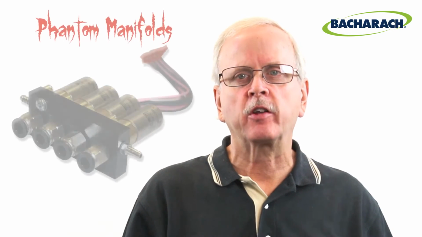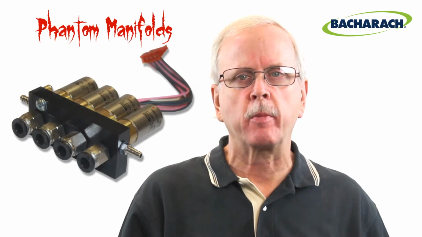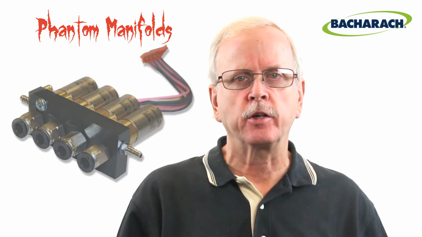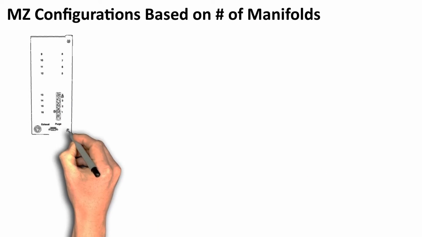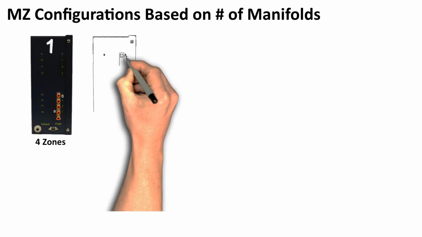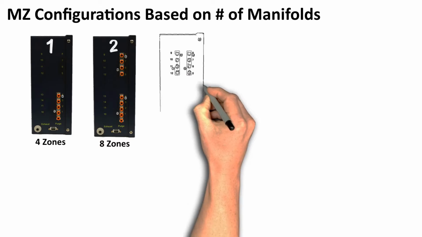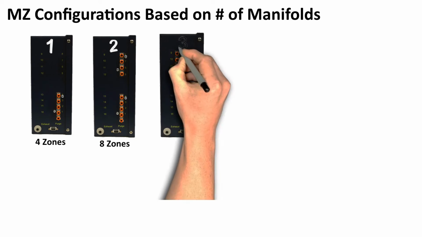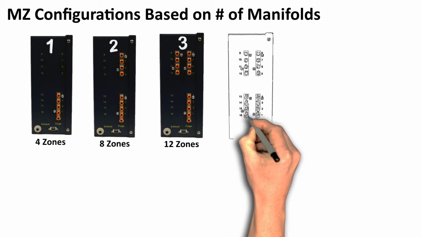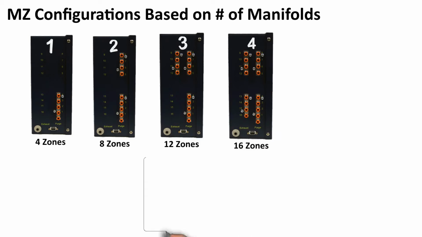Next are what I call phantom manifolds. This situation may not be the most common, but it is certainly easy to check. Depending on your application, MZs can be purchased with 1, 2, 3, or 4 manifolds, providing either 4, 8, 12, or 16 total zones to be monitored. If your MZ has fewer than 4 manifolds, the unused manifolds are disabled by default from the factory.